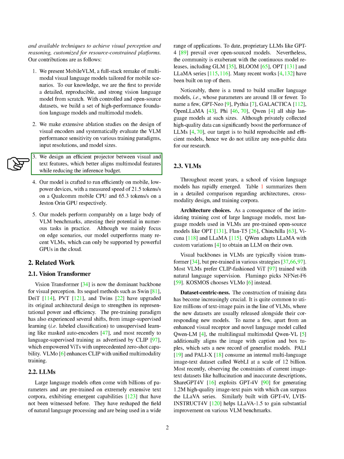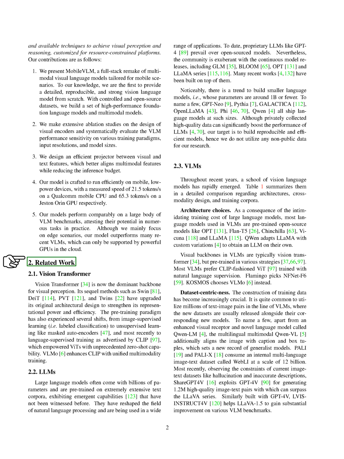We've also designed an efficient projector between visual and text features, which better aligns multimodal features while reducing the inference budget. Our model is designed to run efficiently on mobile, low-power devices, with a measured speed of 21.5 tokens per second on a Qualcomm mobile CPU and 65.3 tokens per second on a Jetson Orin GPU. Our models perform comparably on a large body of VLM benchmarks, attesting their potential in numerous tasks in practice.